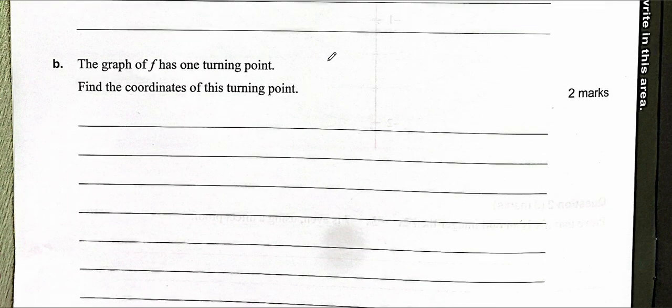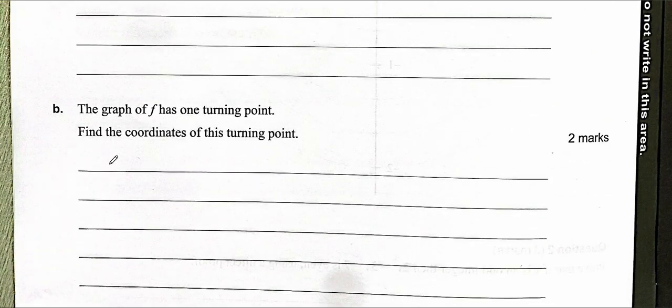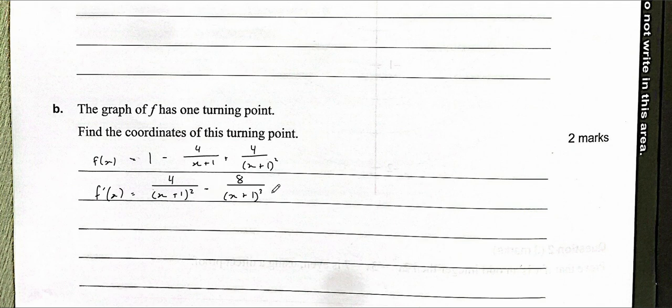The graph of f has one turning point. Find the coordinates of this turning point. So we're going to use this form. f of x is equal to 1 minus 4 over x plus 1 plus 4 over x plus 1 squared. So the derivative is equal to 4 over x plus 1 squared minus 8 over x plus 1 cubed. And that's equal to 0.